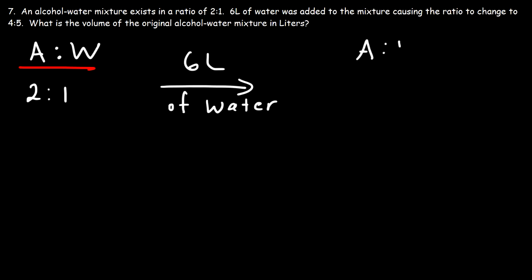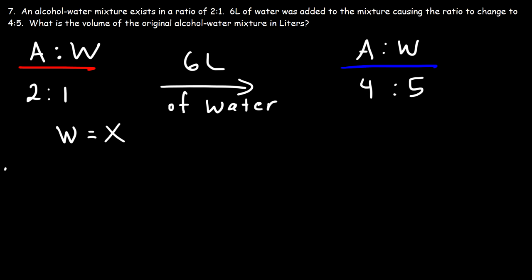Once we do that, the ratio changes from 2 to 1 to 4 to 5. So how can we turn this into an equation in which we can solve for the volume of the original alcohol-water mixture? Well, let's say that W, which is the volume of the water in the original mixture, is X.